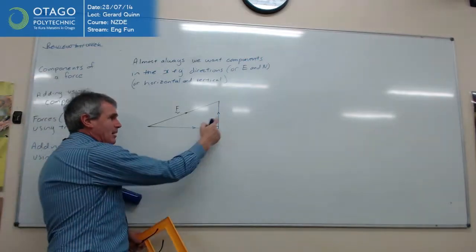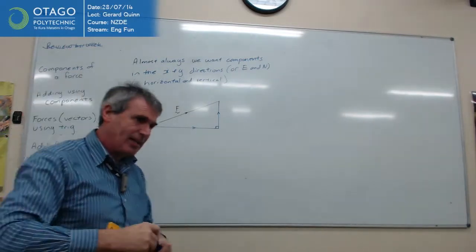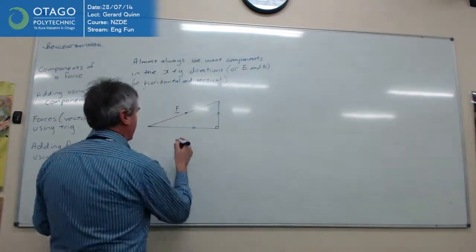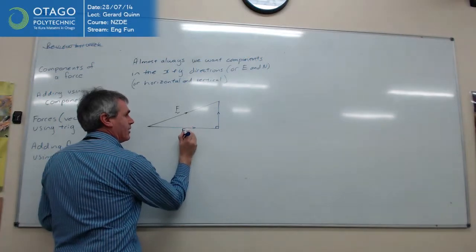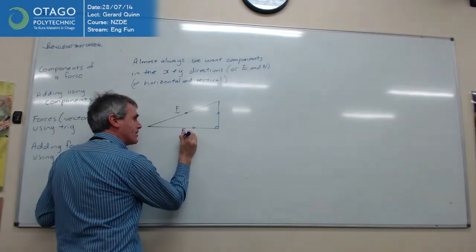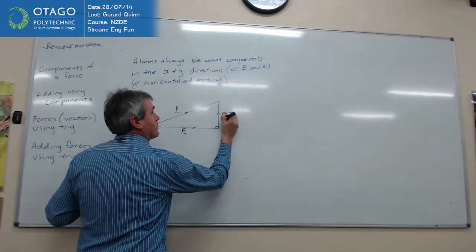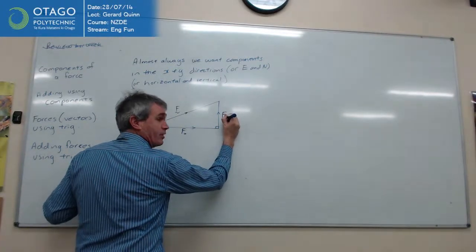How am I going to label this? What's a nice, easy, convenient labeling system? Well, typically we use it like this. We say that's going to be called F with a little subscript X. And that's F with a little subscript, and no prizes for guessing, Y.